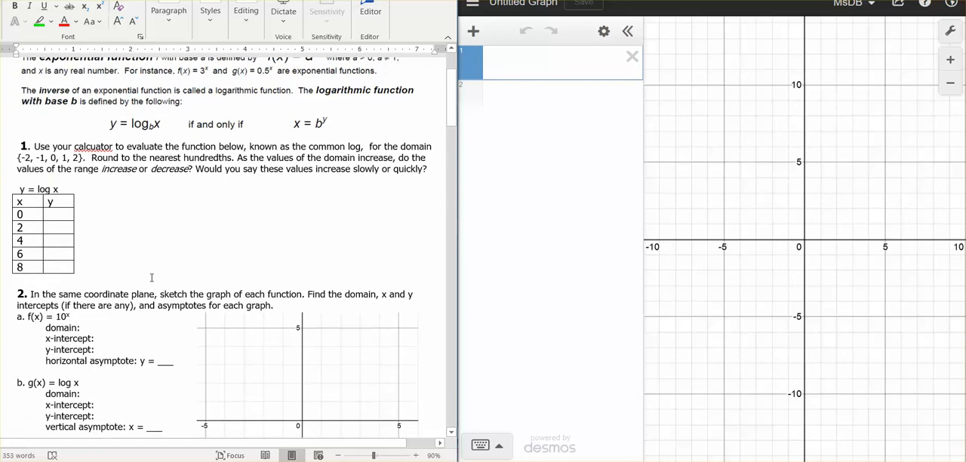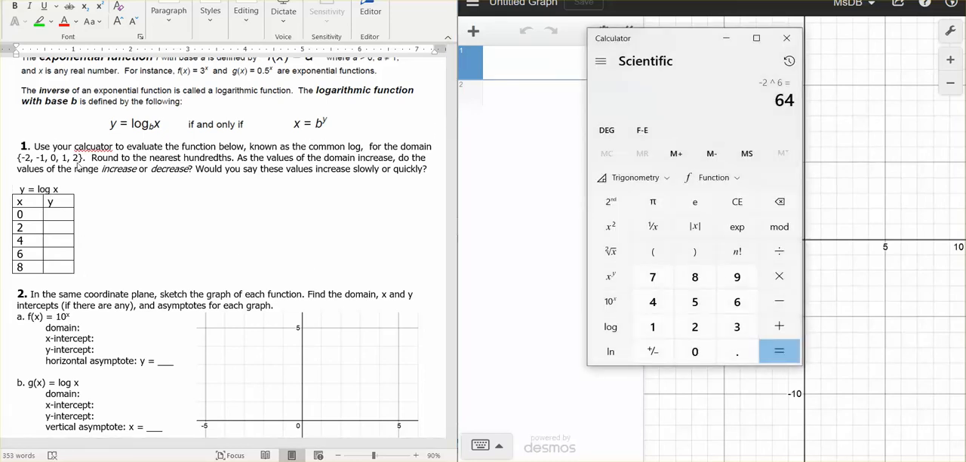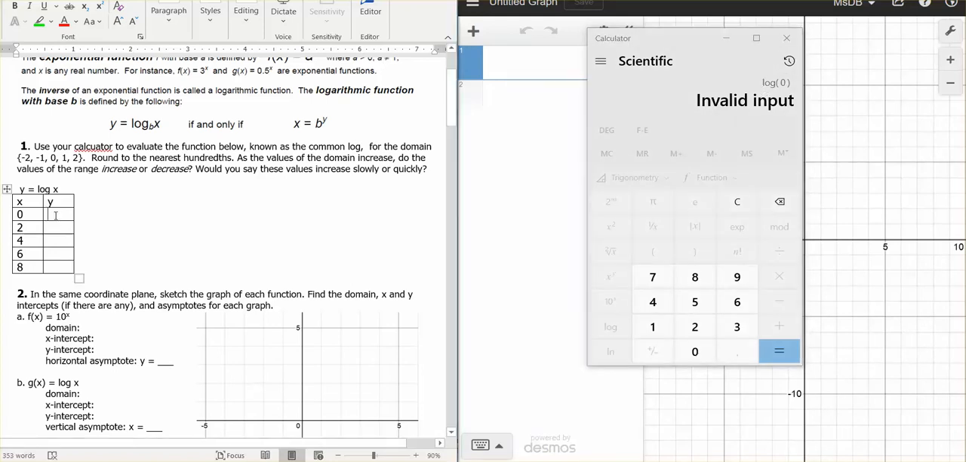All right, let's look at number 1. Number 1 says use your calculator to evaluate the function below, and this is known as the common log. Notice that there's no base given. Your calculator can do common logs, which are base 10. It won't say base 10, it'll just say log, but it's implied that it's log base 10. You just type in the number and hit log, and it will tell you that there is no answer for log of 0. So I'll put NA in the table for not applicable.